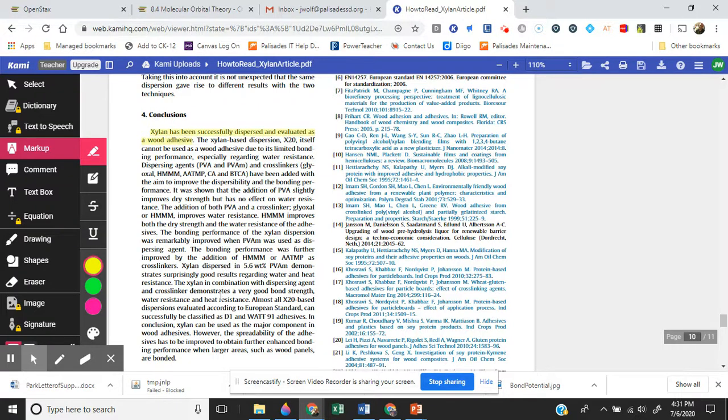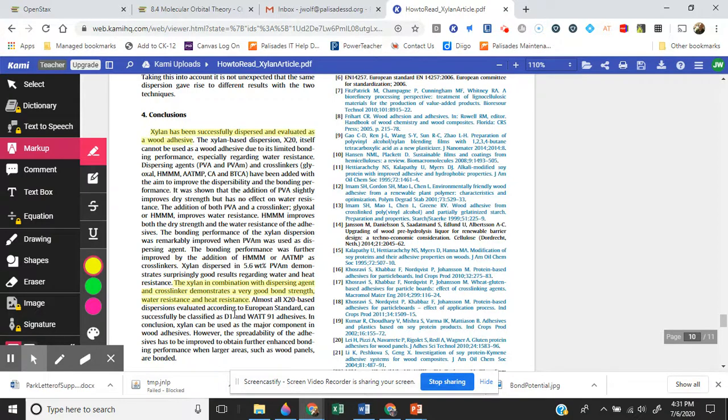And so this sentence is key, right? Xylan in combination with dispersing agent and crosslinker demonstrates a very good bond strength, water resistance, and heat resistance. So that, bam, right there. All the evidence is specific in here, right? But this is the key sentence that says that, yes, it worked. As of the writing of this article, can xylan be a replacement for petroleum-based resources as a wood adhesive? Well, yeah, that's what this says, right? It says it can be.